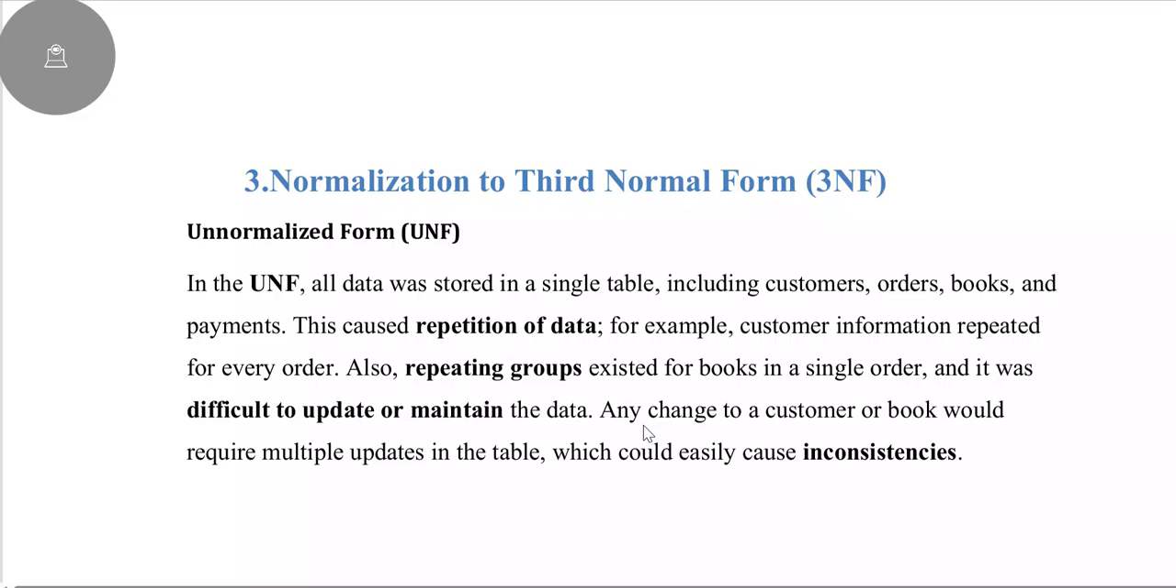And next we continue to the normalization, from unnormalized form to third normal form. Sorry, here I made a mistake, it must be unnormalized form to third normal form. In the unnormalized form, as you know, all data was stored in a single table, including customers, orders, books, and payments. This caused repetition of data.